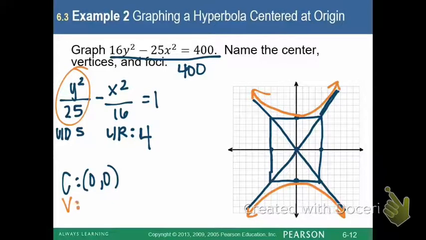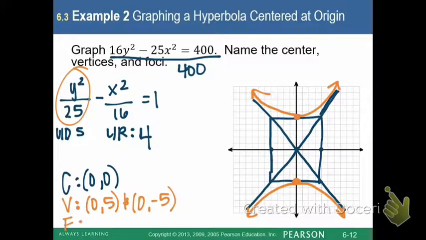My vertices, again, vertices are the 2 points that you actually use on the graph. So that was how far up and down we went from the center. So that is going to be at 0, 5, and 0, -5.